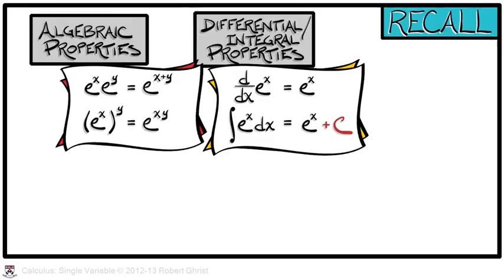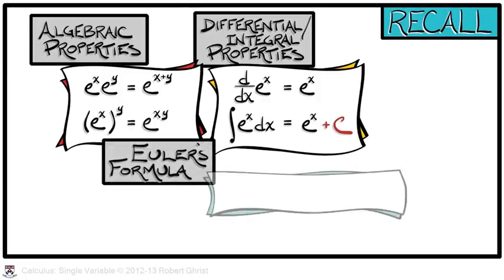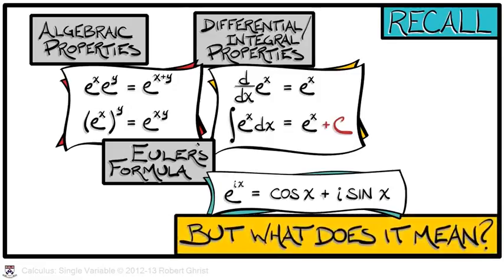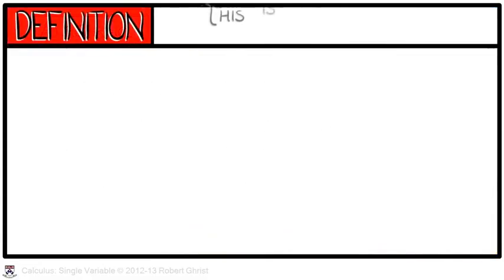There's one other fact that we need to move forward, and that is Euler's formula that tells us something about exponentiating a complex input, namely e to the ix is cosine of x plus i times sine of x. None of these properties, however, tell us what e to the x really means. We therefore move to the definition for the purposes of this course. This is what e to the x is and means.